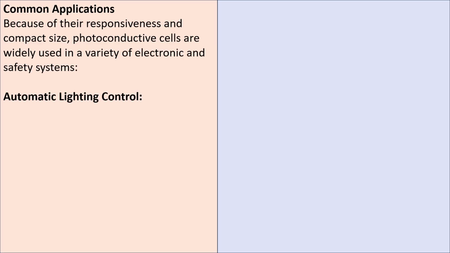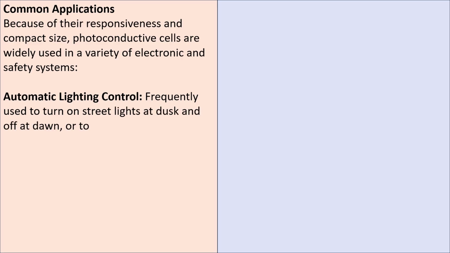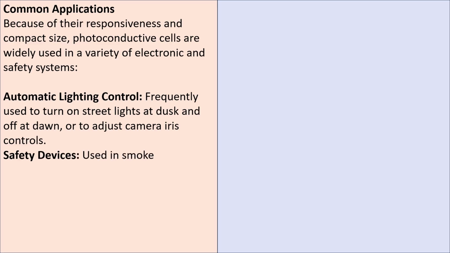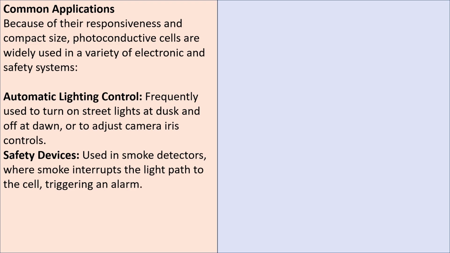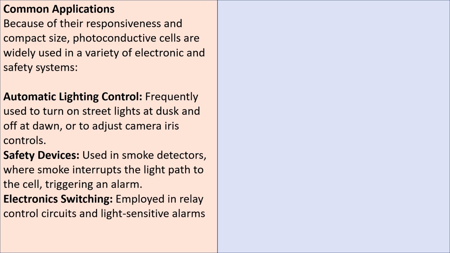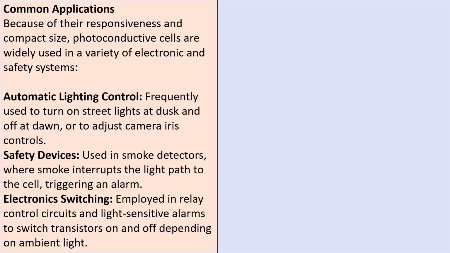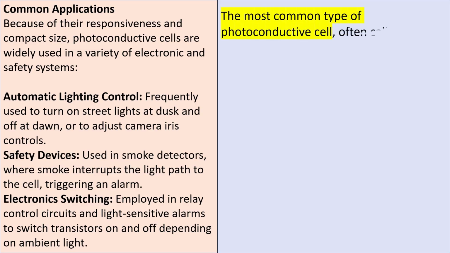Common applications. Because of their responsiveness and compact size, photoconductive cells are widely used in a variety of electronic and safety systems. Automatic light control, frequently used to turn on street lights at dusk and off at dawn, or to adjust camera iris controls. Safety devices, used in smoke detectors where smoke interrupts the light path to the cell, triggering an alarm. Electronic switching, employed in relays, control circuits, and light-sensitive alarms to switch transistors on and off depending on ambient light.